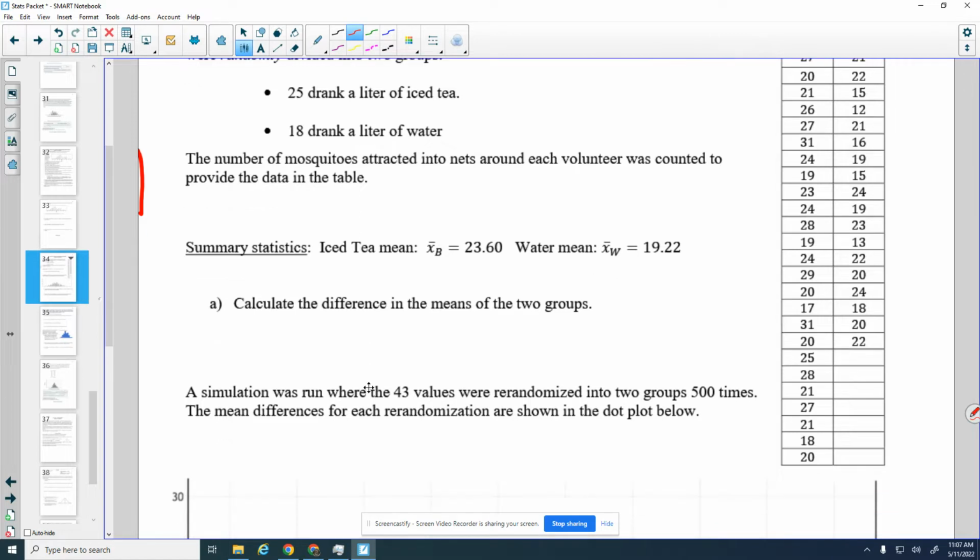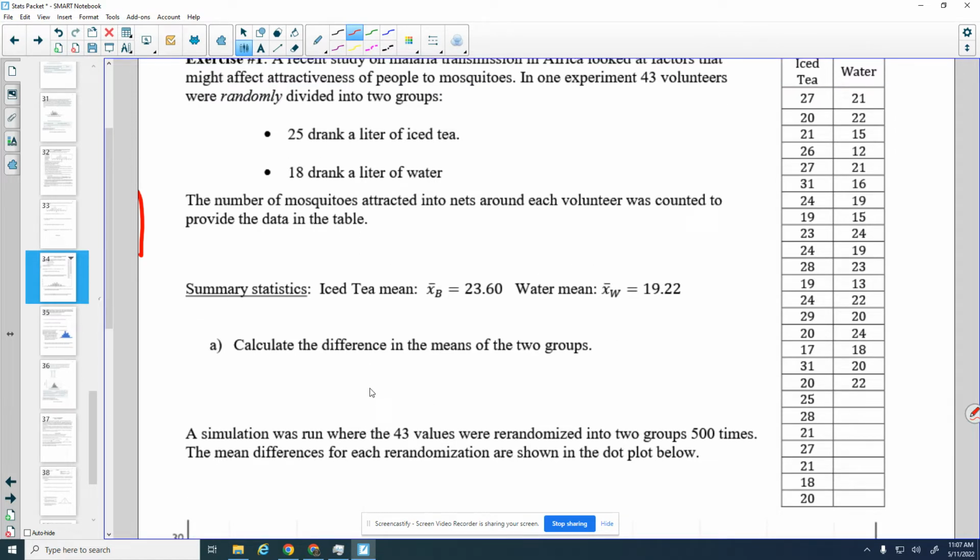So the difference in the means of the two groups, we're always going to do mean 1 minus mean 2. So we have 23.60 minus 19.22. That's going to give me a mean difference of 4.38. And now we're going to ask the question, is that a big enough difference to show the significance, or do we think that's a difference that happens by chance?